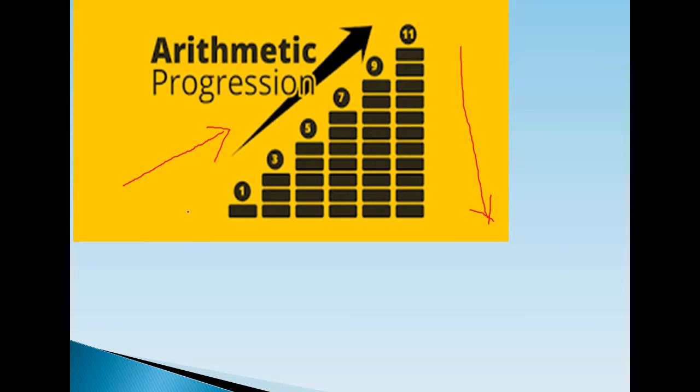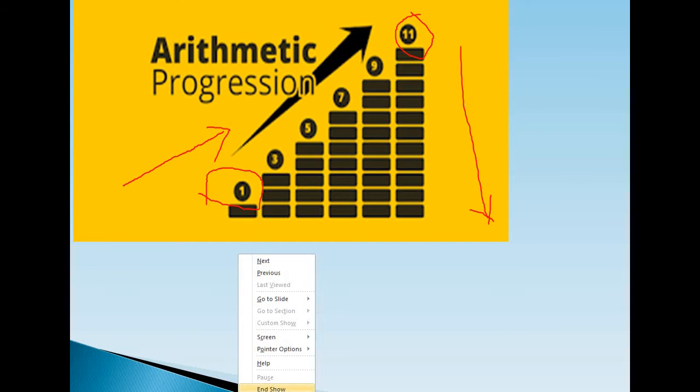So in that, this is the first term. In increasing AP, this is the first term, this is the last term. But in the case of decreasing AP, this will be the first term and 1 will become the last term here. 11 will become the first term in the decreasing AP. So this arithmetic progression can be written in both directions, increasing and decreasing. This is what I wanted to show you there.